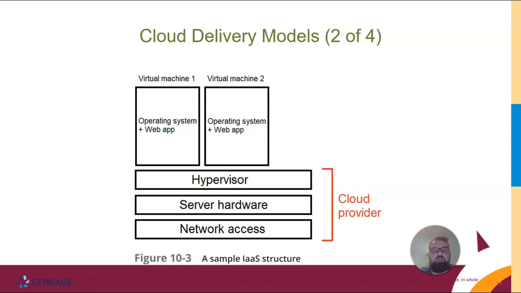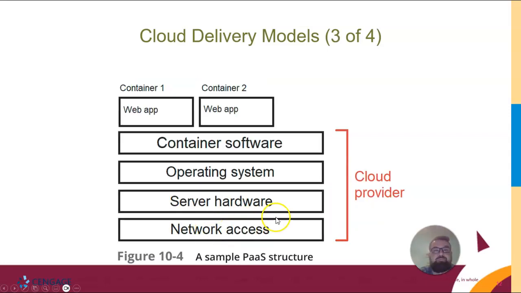So here's a sample of infrastructure as a service. You can see here that the cloud provider handles the hypervisor, the server hardware, the network access, all of that. All you're concerned about is the operating system and whatever's installed on it, whether it's a web app, or could be DNS, could be Active Directory, could be anything. You're only concerned about what's on the virtual machine. You don't have any concern or oversight over the hypervisor or hardware or network or anything like that.